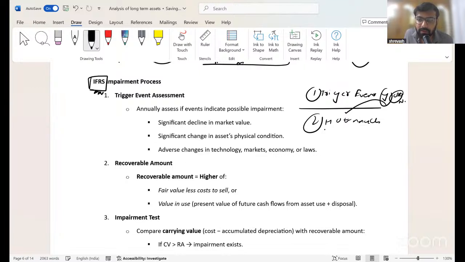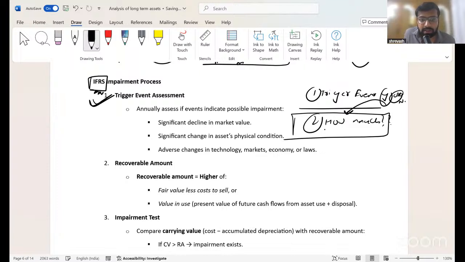If impairment has happened, then how much? That is what the point is. So the trigger event, we understand, sir, that it tells us whether impairment has happened or not. The second aspect tells us how much the impairment has happened, if impairment happens.